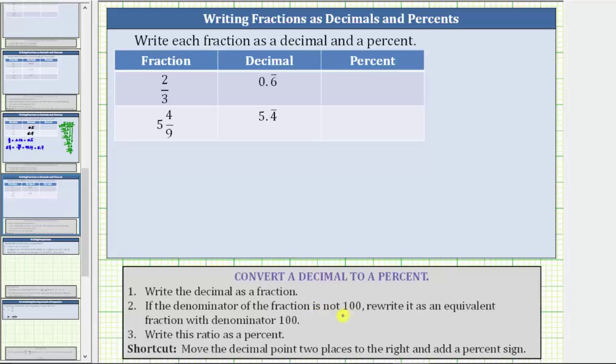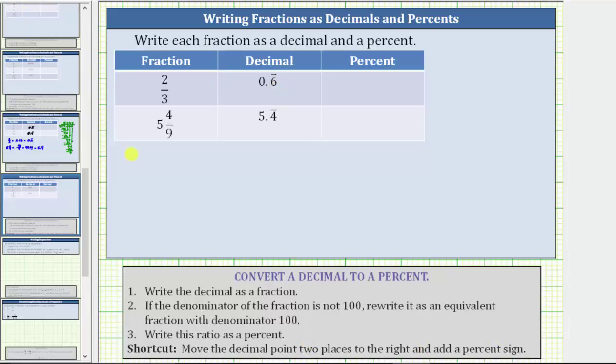This is important because a percent is a number compared to 100. Once we have the fraction with the denominator of 100, we use the fraction or ratio to write the percent. And for the second method, we will use the shortcut method, in which we move the decimal point 2 places to the right and add a percent sign.